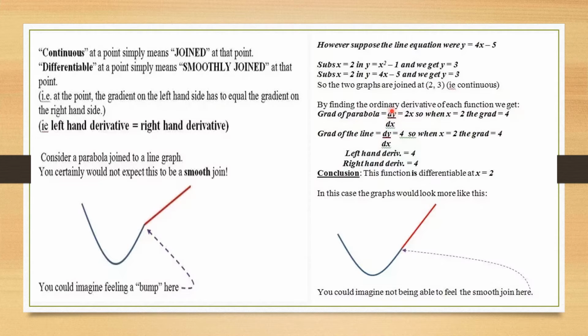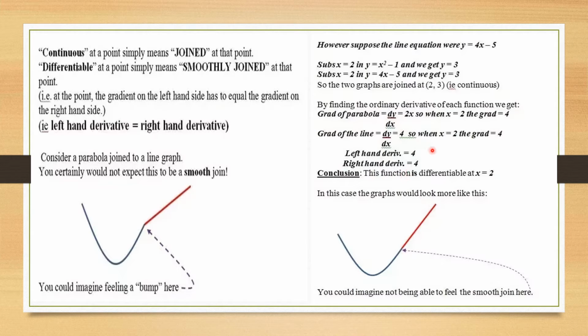So gradient at x equal to 2 means the value of this derivative at x equal to 2, say it is 2 into 2, that is 4. For the second one also, dy by dx here also it is 4. And for x equal to 2, it is coming out to be 4 as there is no x. So we find that left hand derivative is equal to right hand derivative. Okay. What does this mean?